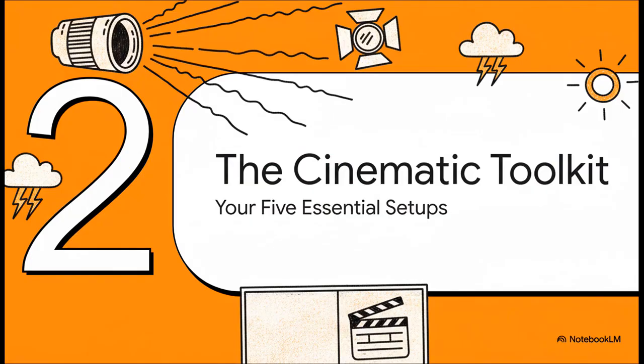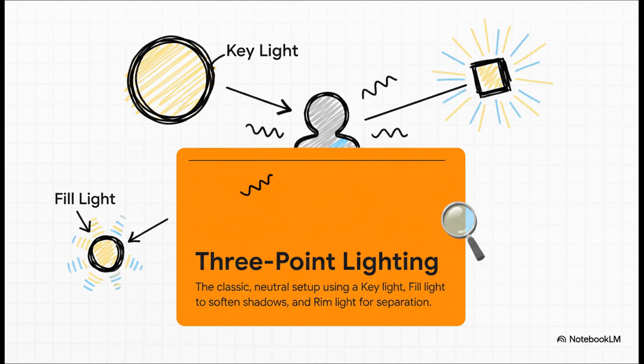So how do we actually tell those stories with light? Well, we start with what I like to call the cinematic toolkit. Let's break down the 5 essential lighting setups that you'll probably be using over and over and over again in your storyboards. First up is the industry standard 3-point lighting.